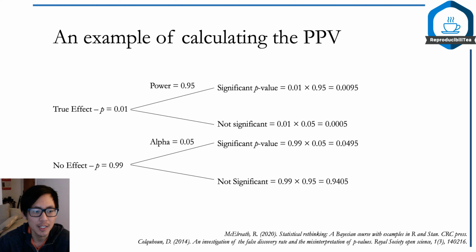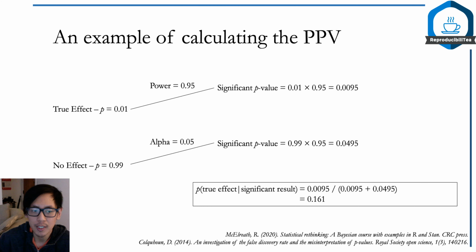Most of the time when there's no effect, which is true in this scenario, we won't observe a significant p-value. So this happens most often. You can see here, no effect, not significant: 0.99 times 0.95 is 0.9405.